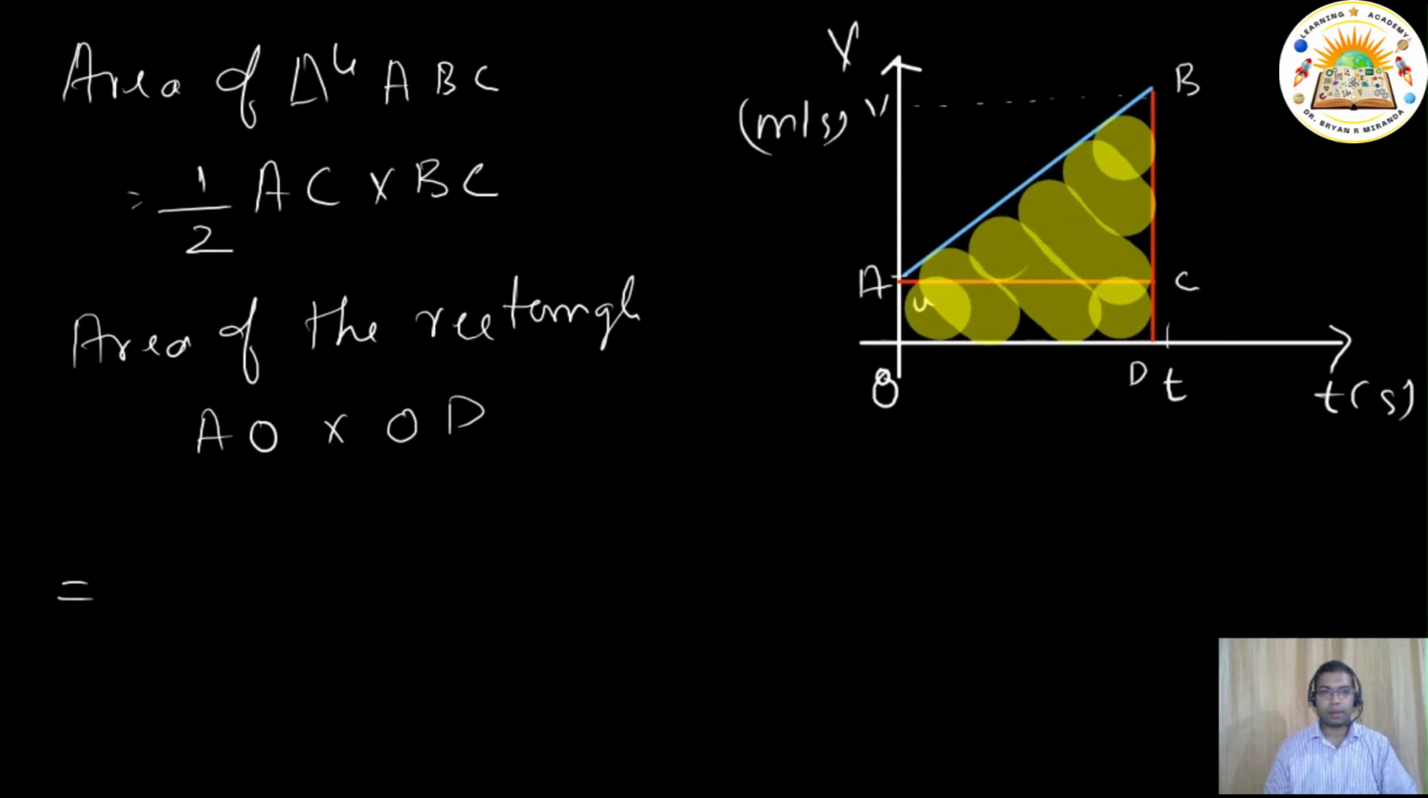So let us substitute. Now, AC will be nothing but T minus 0, which is similar to OD. So I've got half into T minus 0. BC is V minus U.